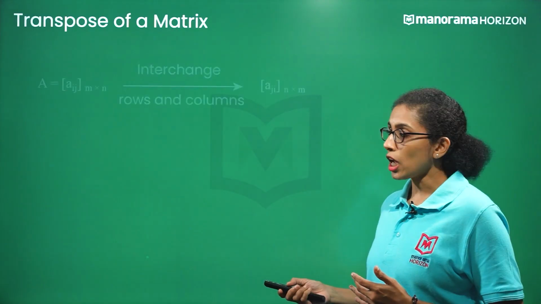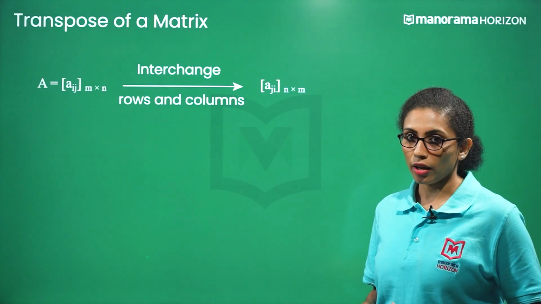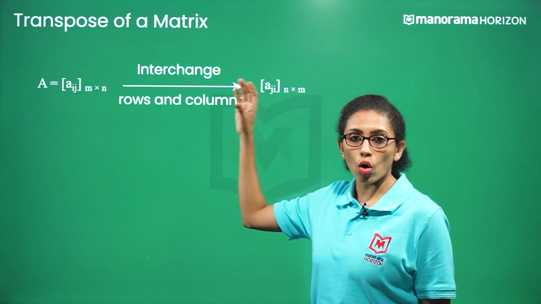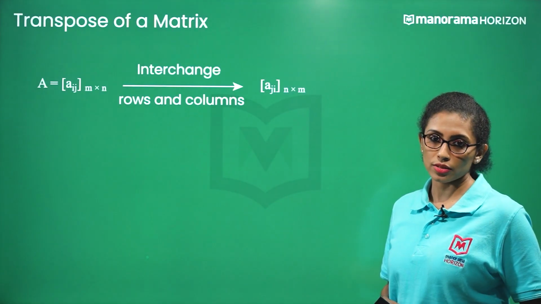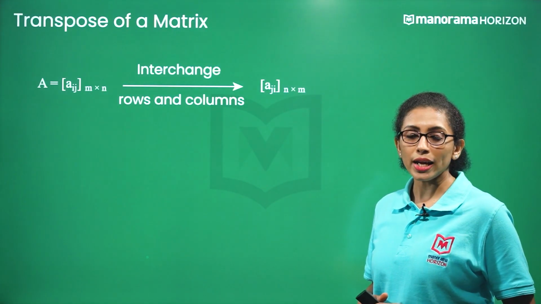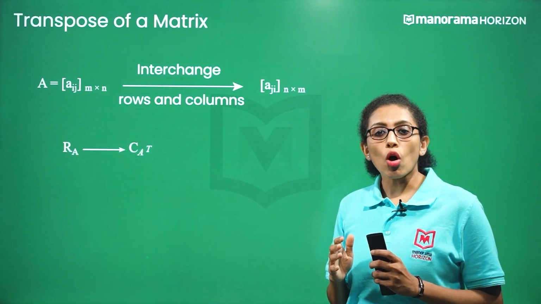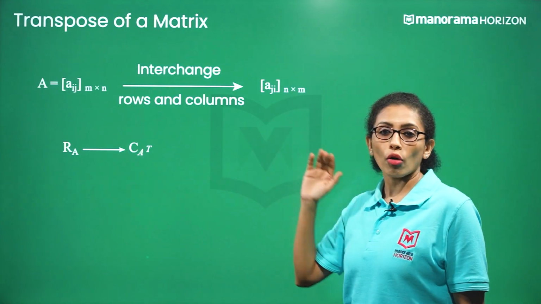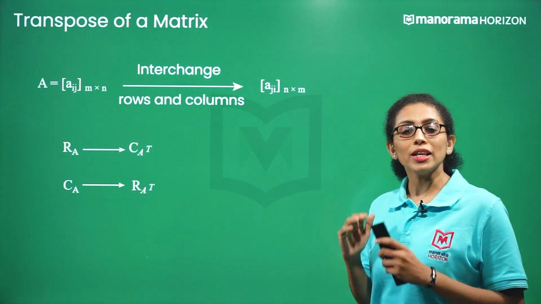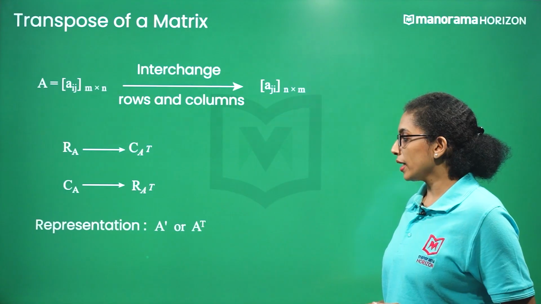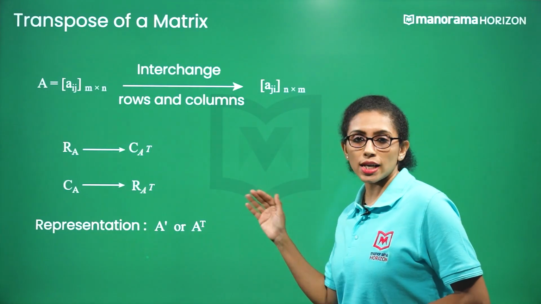Suppose we have a matrix A of order m by n. Matrix A is defined as A equals Aij. If we interchange the rows and columns of matrix A, we obtain another matrix, which is called the transpose of a matrix. Transpose of a matrix is defined by Aji of order n by m. That means rows of matrix A become the columns of the transposed matrix and columns of matrix A become the rows of the transposed matrix. It is denoted by A dash or A superscript T, and it is read as A transpose.